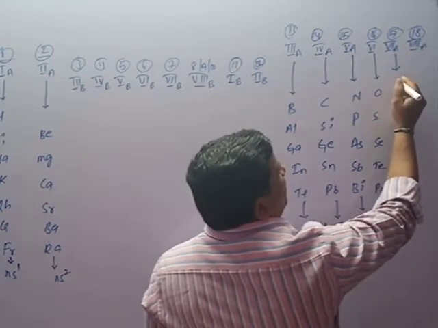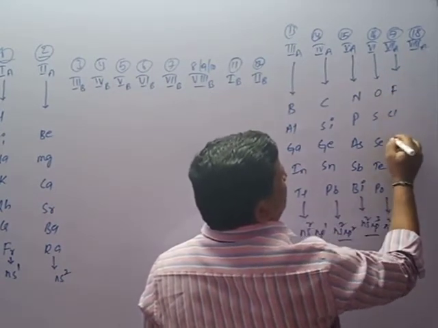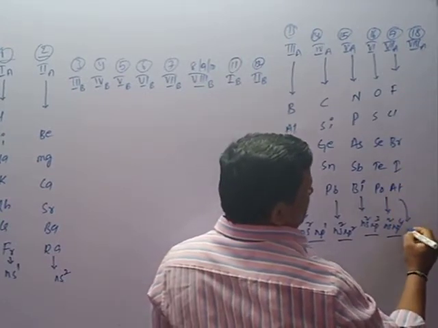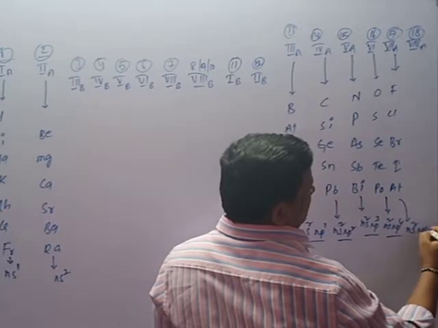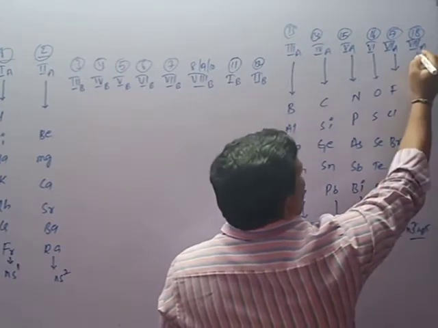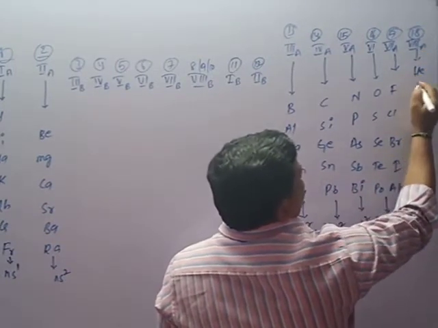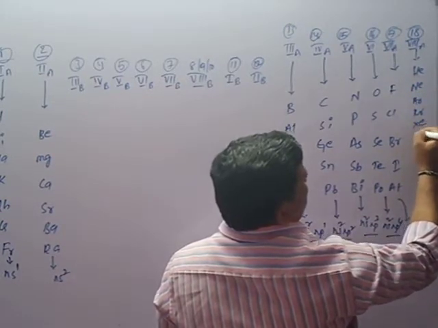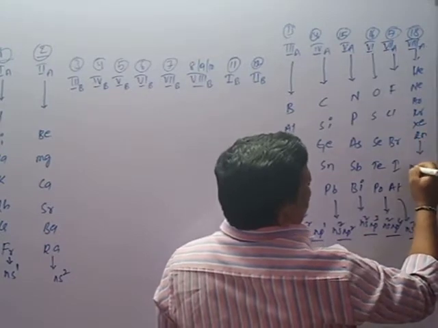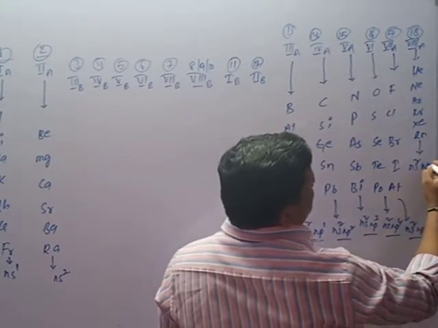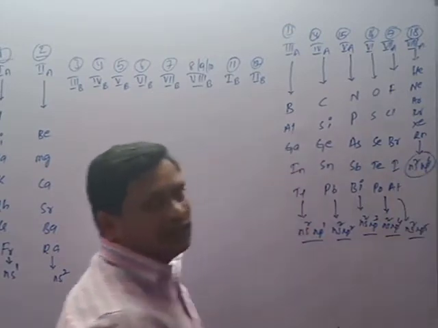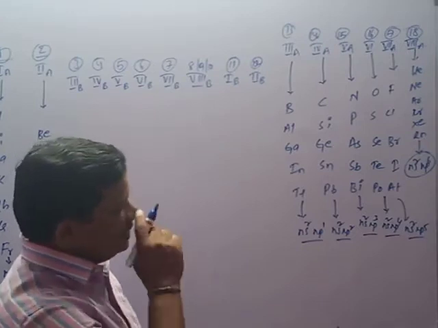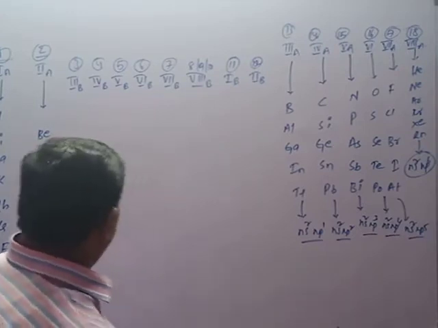The 7th A group, or 17th group: fluorine, chlorine, bromine, iodine, and astatine. It is ns2 np5. The remaining elements are the noble gases: helium, neon, argon, krypton, xenon, and radon. Its configuration is ns2 np6. It contains 8 valence electrons. These are the 8th A group or 18th group in the long form of the periodic table.